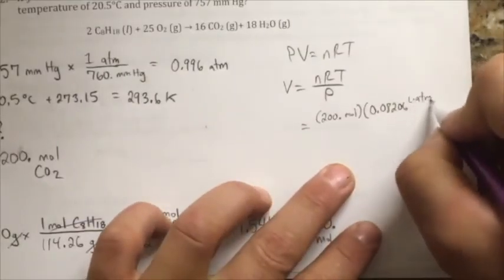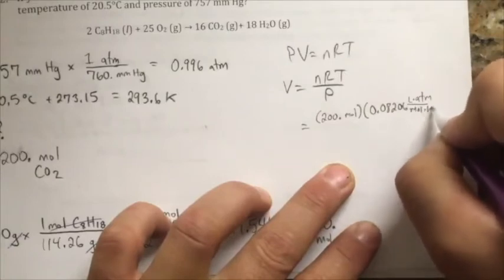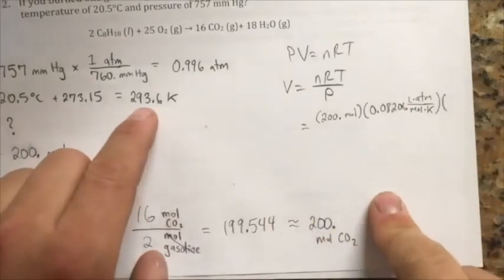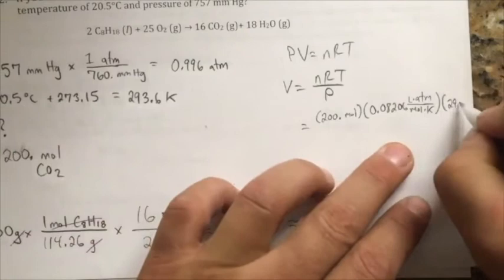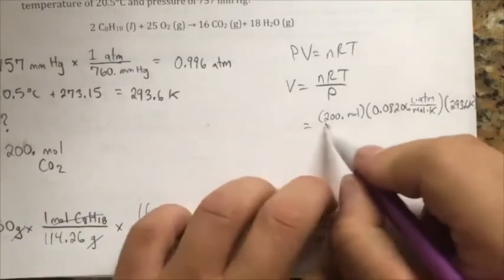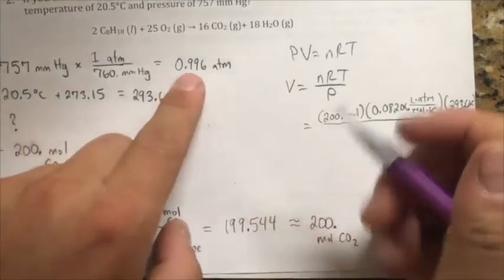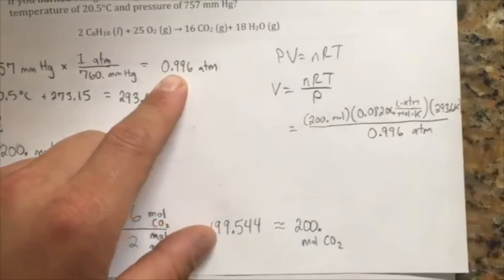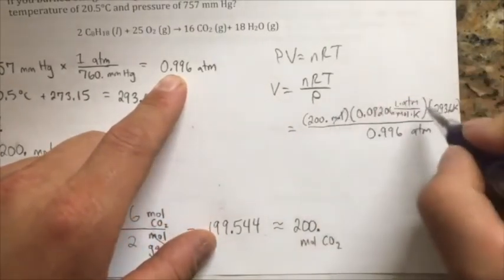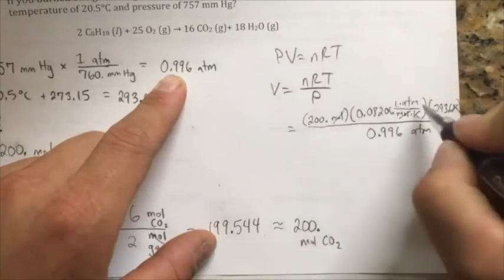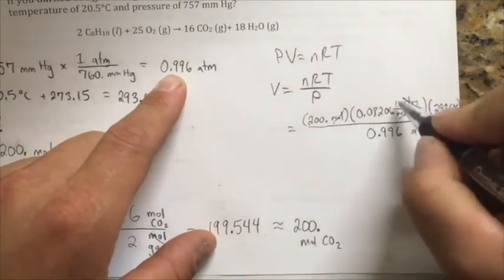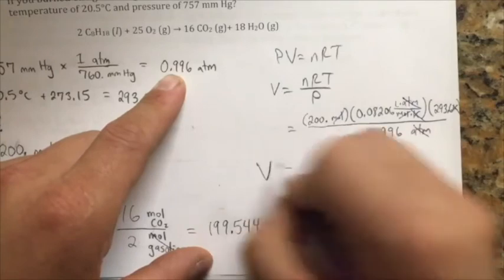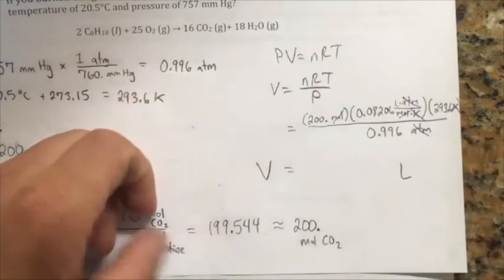liters times atm over mole times Kelvin. And then times the temperature, which was 293.6 Kelvin, and that's all divided by the pressure of 0.996 atm. Okay, so then let's cancel out our units. Mole divided by mole, Kelvin and Kelvin, atm and atm. We're left with liters. Good, which is what we're looking for. So the volume will be equal some liters.